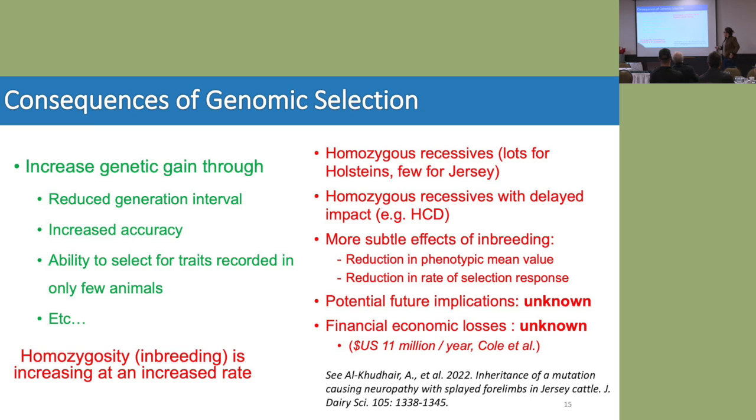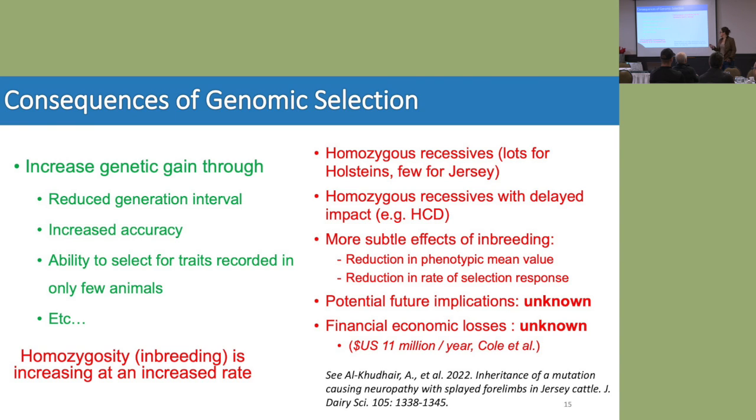Well, first of all, homozygous recessives, lots for Holsteins, few for Jersey. Has anybody heard of a homozygous recessive? Anybody hear about something like curly calf syndrome, maybe in Ayrshires? Anybody seen a curly calf? Yes. Sounds cute, right? Not cute at all.